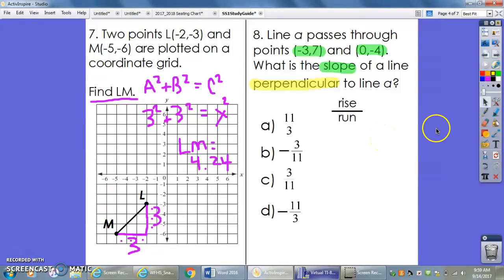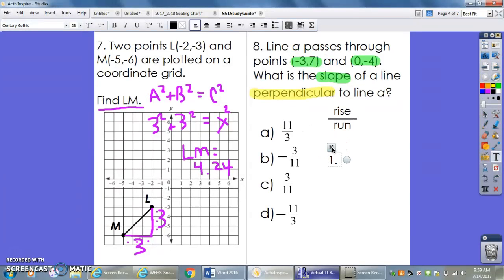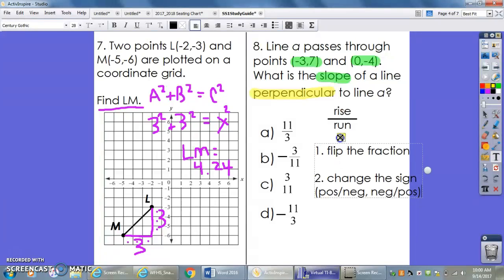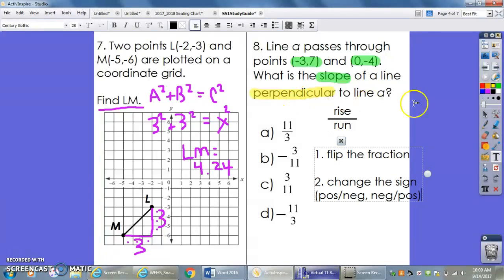The perpendicular part of this question means that we're going to have to do two things to our slope. Number 1, we flip the fraction, and number 2, we change the sign. If the slope is positive, you change it to negative, and if you have a negative slope, you change it to a positive slope. So it's the opposite sign. Those are the two things we need to worry about when we finish this question.